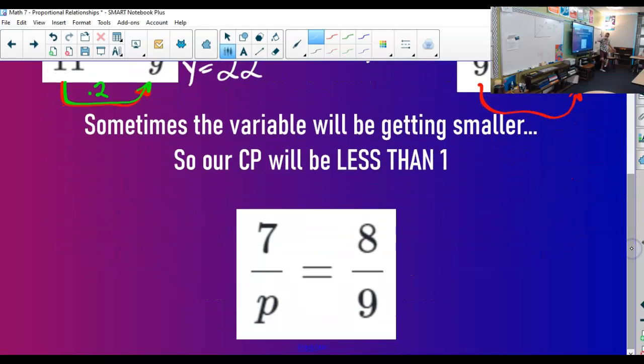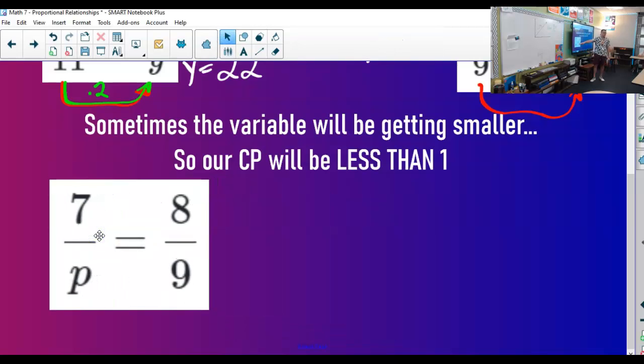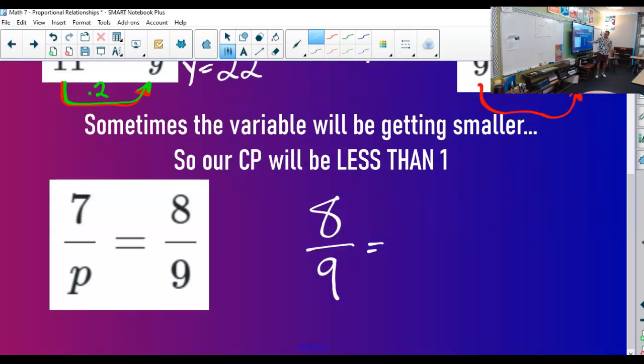All right, so we always are working towards the variable. So, guys, I'm going to just rewrite this. I don't like when the variable's on the left. But with an equation, I can flip the order and it doesn't matter. So what if I rewrite this as 8/9 equal to 7 over p? Is that the same thing as what they gave me?